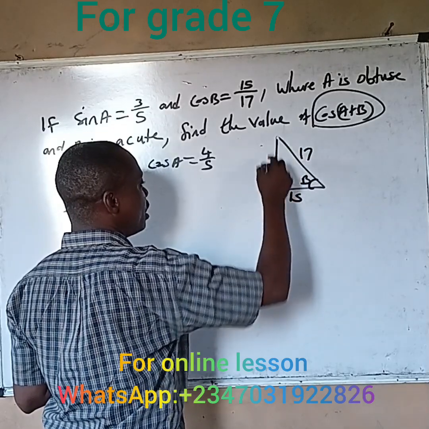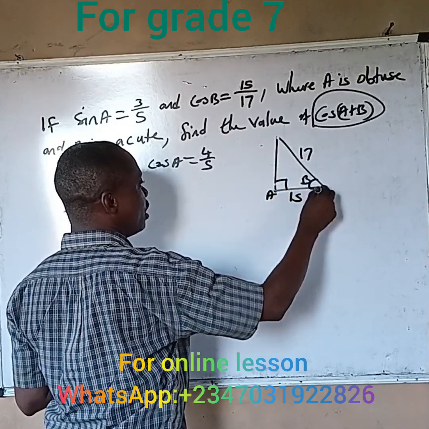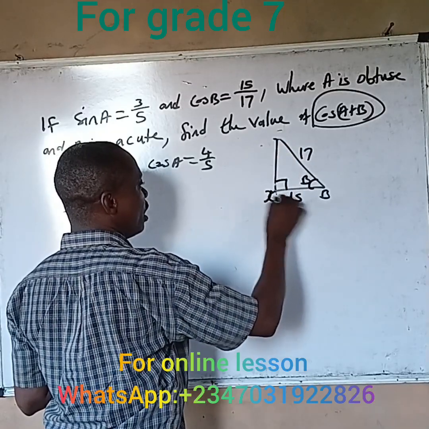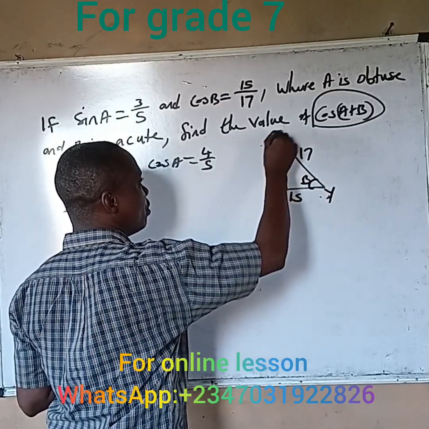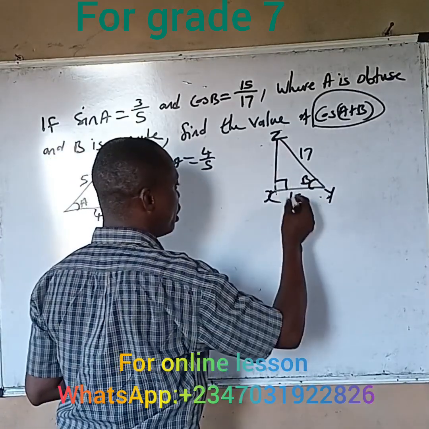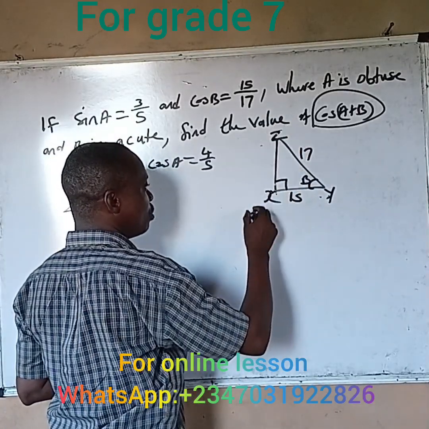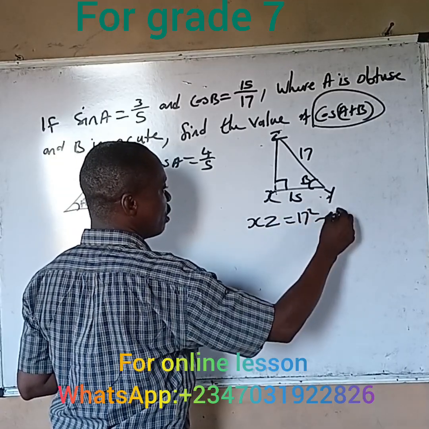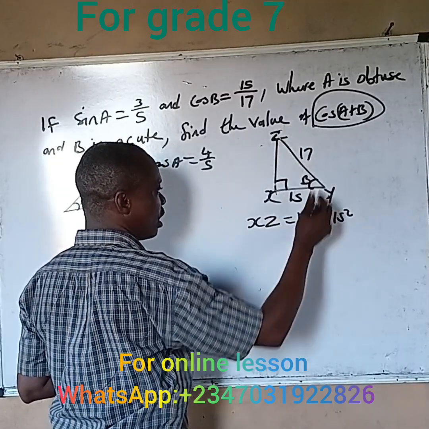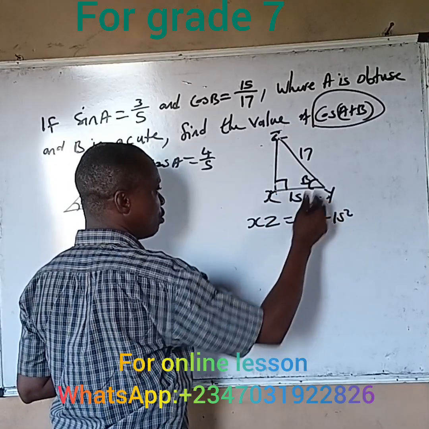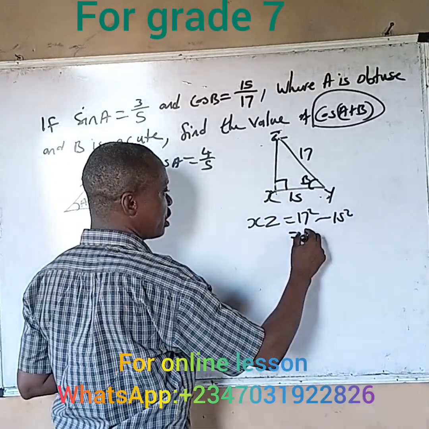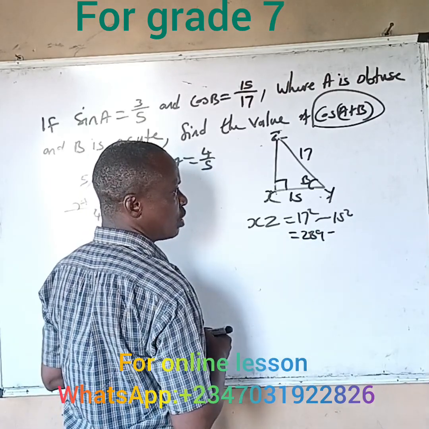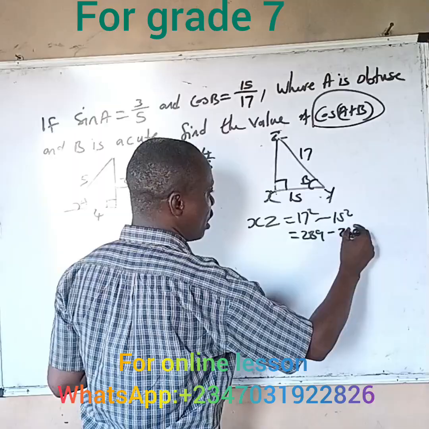So to get the third side, let me use S, Y, Z. Just the same thing I did there. Let me show it here. That means I need XZ, which is 17 squared minus 15 squared, because this is the longest side in the triangle, the hypotenuse. And 17 squared is what? 289. 289 minus 15 squared, which is 225, I believe so.